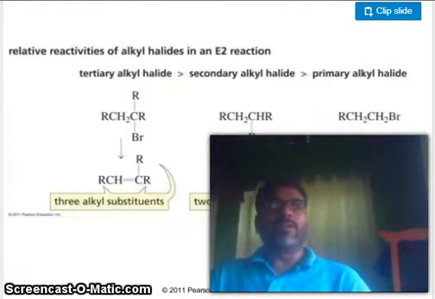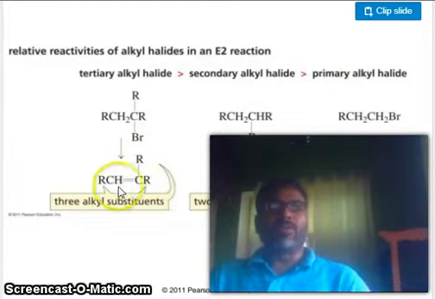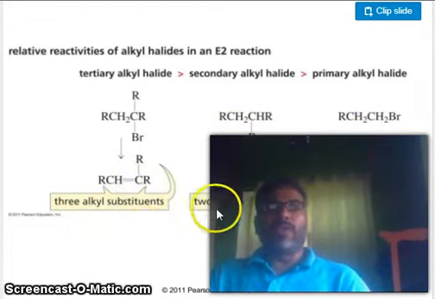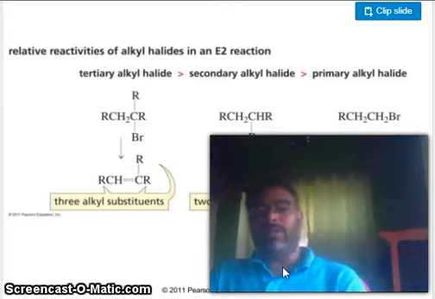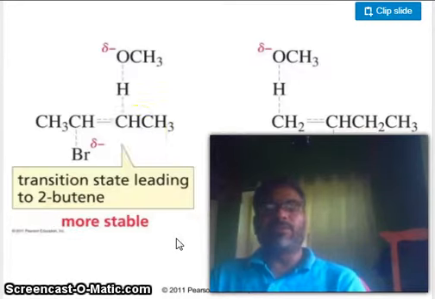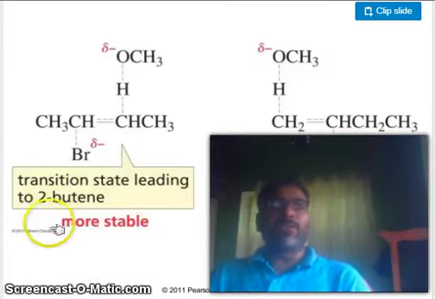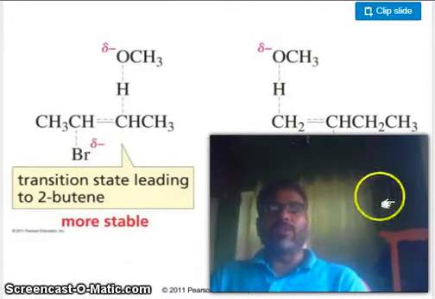Now, the relative reactivity of alkyl halides in E2 reactions. Look here, tertiary alkyl halide is greater than secondary alkyl halide, which is greater than primary alkyl halide. So here is the formation of a double bond, here is the formation of a double bond. Three alkyl substituents is more stable, then two alkyl substituents, and one alkyl substituent. So it depends on the type of alkyl halide. Now you see the transition state leading to 2-butene is more stable, and this is the less stable transition state leading to 1-butene.